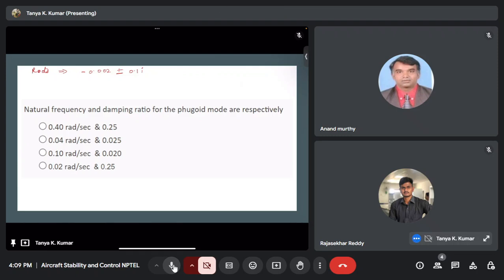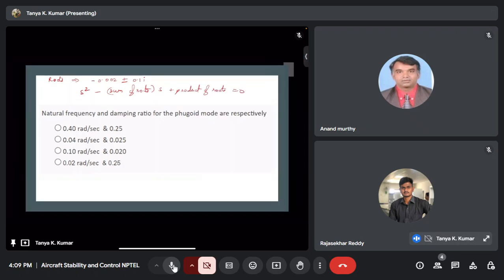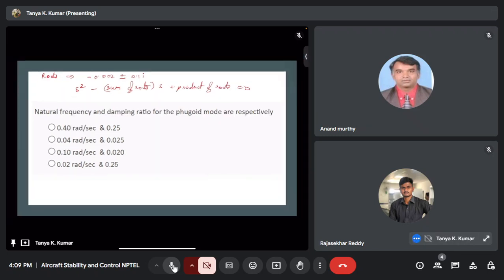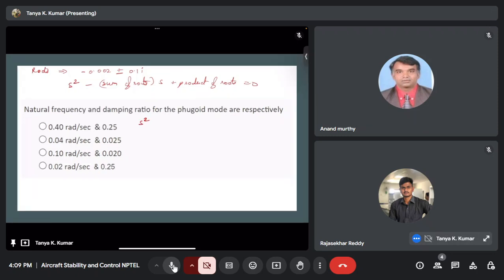Just have to make the equation, right? So it's just s squared minus sum of roots into s plus product of roots equals 0. And then you can just plug in the roots and find out the equation, equate it to a typical second order system and find it. So what is the second order system? Now it's straightforward from here.